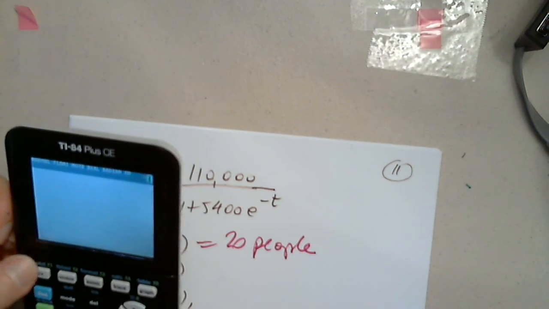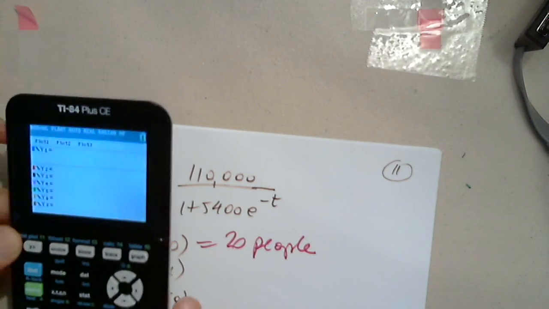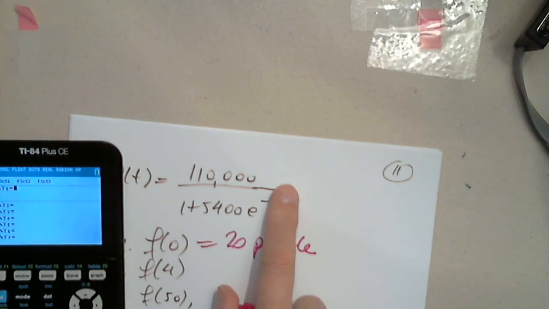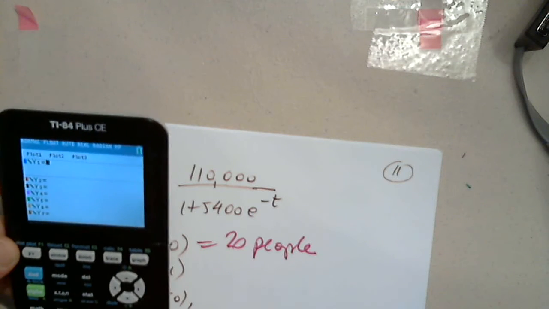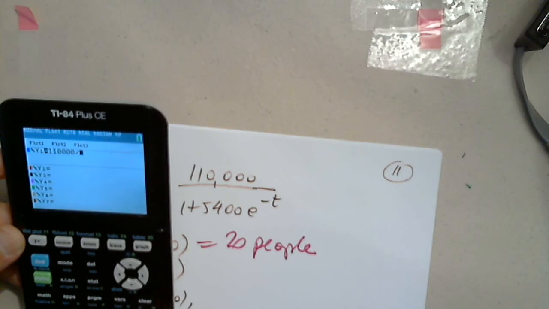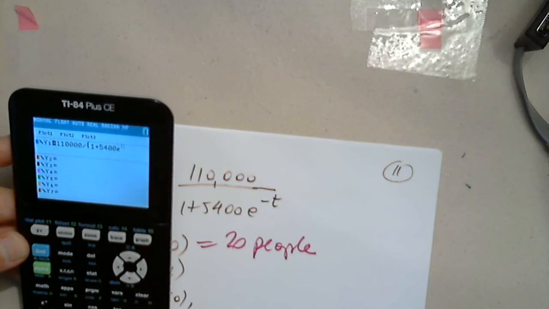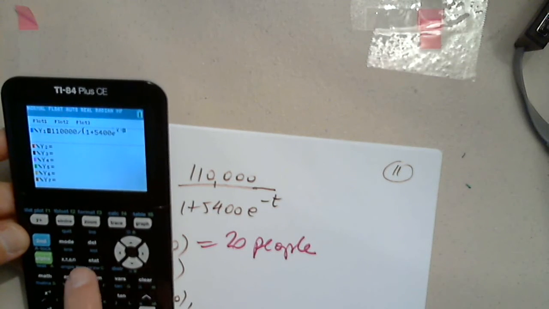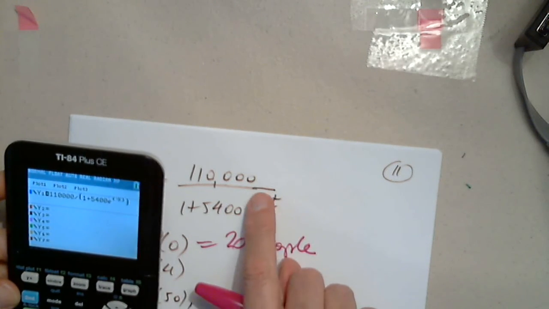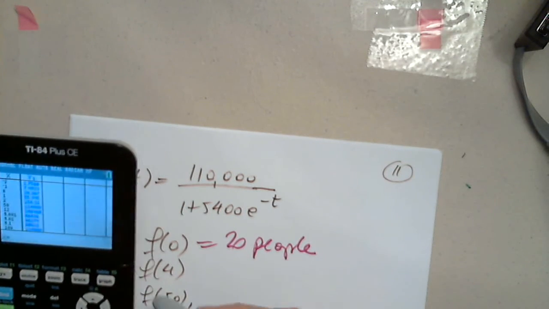Now for the rest, I have to put in the graphing calculator. And I highly recommend, instead of repeating the process 10 times, I will put it in. The numerator is one number and does not need parentheses, but the denominator is crucial to have parentheses around it. So 110,000 divided by, in parentheses, 1 plus 5,400 times e, in parentheses, negative x, and then come down. Now we go to second and table, and I plug in all these numbers.